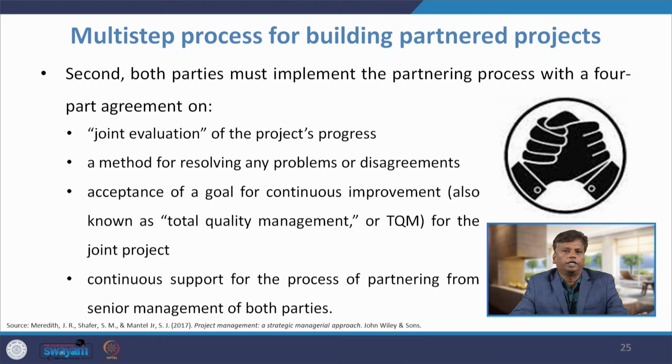First point is they should have a joint evaluation of the project's progress. Both the parties should sit together in the evaluation meeting. And the second one is a method for resolving any problems and disagreements. So, they need to have a procedure for resolving the problems in case any disagreements occur between the 2 parties. Third principle is acceptance of a goal for continuous improvement for the joint project. So, every party should think, similar to our total quality management, that they will work together for continuous improvement.